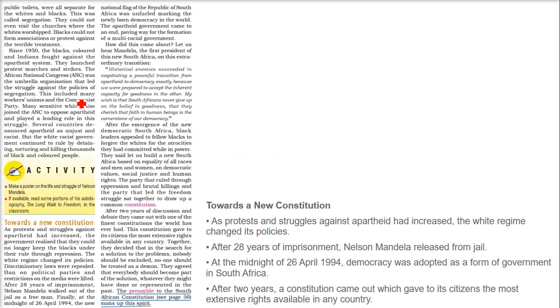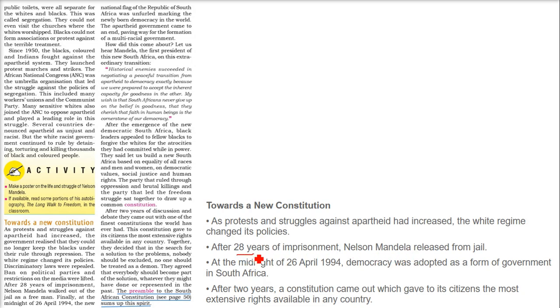So when all this happened, after 28 years of imprisonment, Nelson Mandela came out and the country moved towards a new constitution. Why did it happen? Because the protests and struggles against apartheid had increased, and the white regime had to bend. Because of the ongoing protests and struggles, they needed to change their policies.